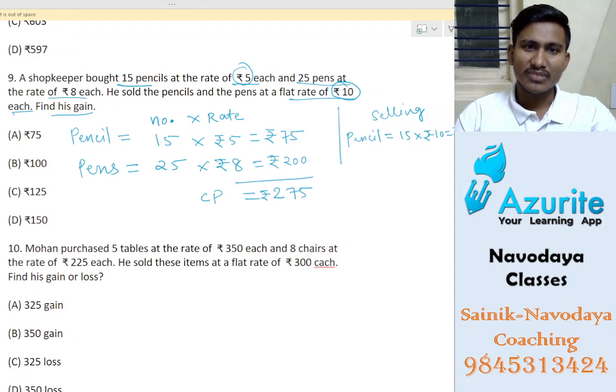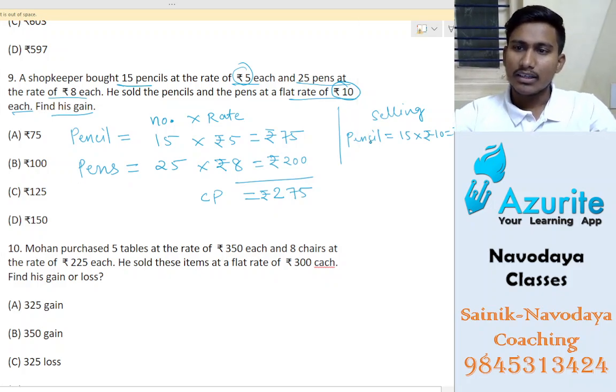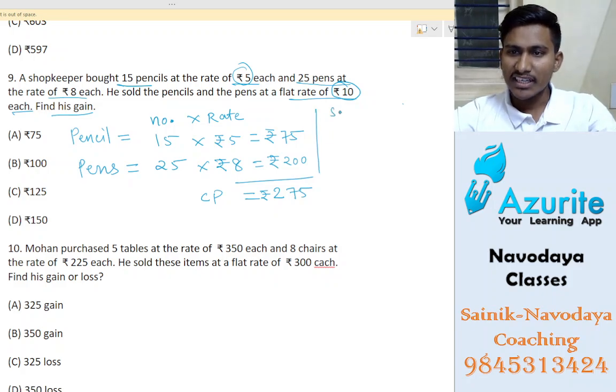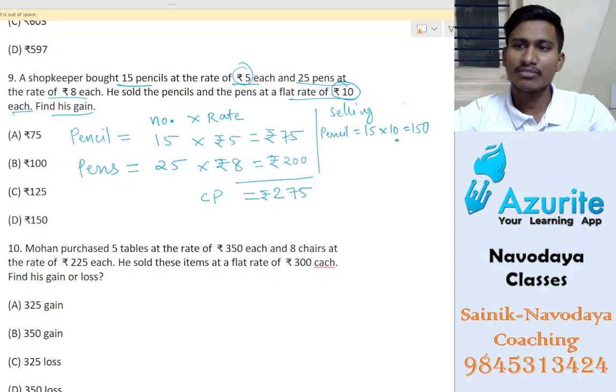Okay? Yes? Sir, I see. 15 into 10 is equal to 150, sir. So he is selling the pencils for how much? Selling now, okay, selling the pencils is how much? Same, 15 pencils for 10 rupees. It means he is selling the pencils for 150 rupees.